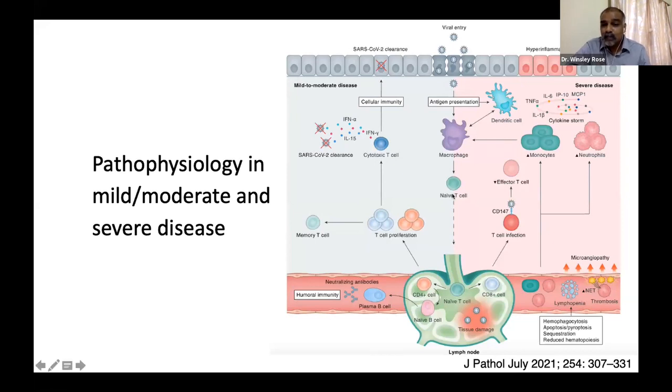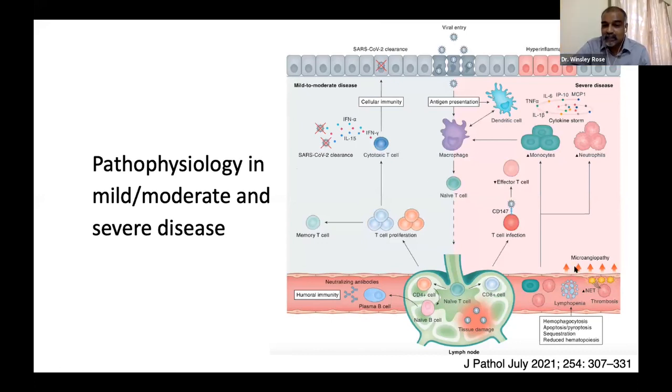So once you have the naive T cell, which is activated, it goes into the lymph node, and on one side you have the CD4 cell proliferation, which leads to memory T cells, and also which leads to plasma B cells being activated, and there is production of neutralizing antibodies, and there are cytotoxic T cells which again produce certain cytokines which actually result in SARS-CoV-2 clearance. Now, this is what happens when somebody has mild to moderate disease.